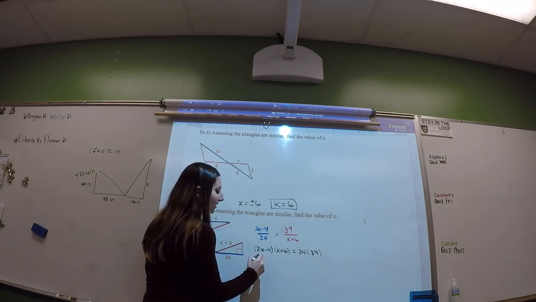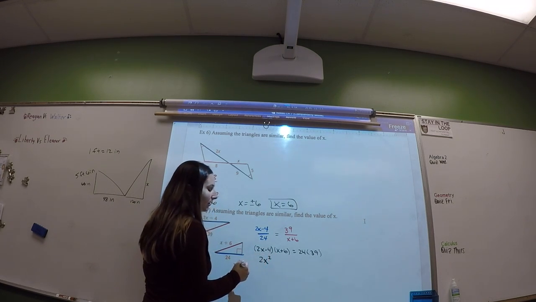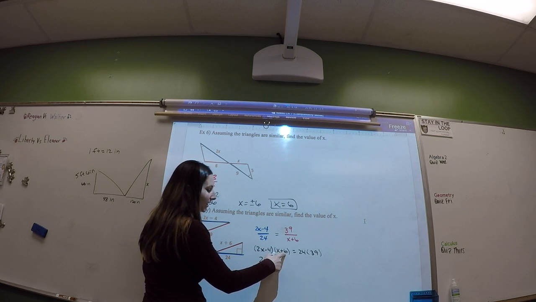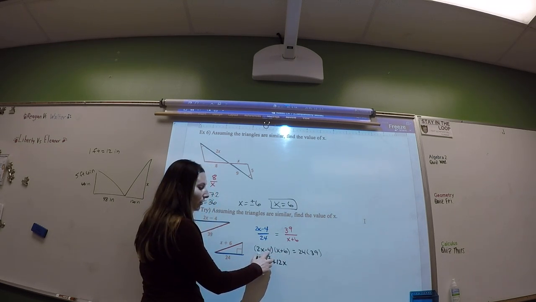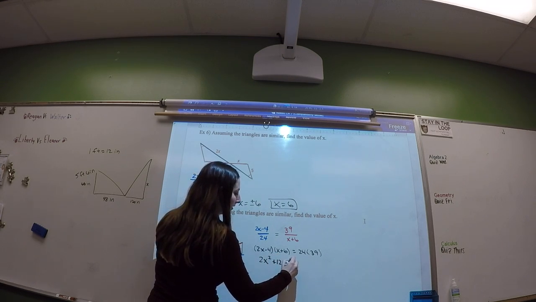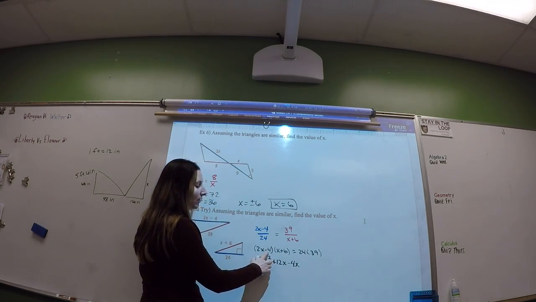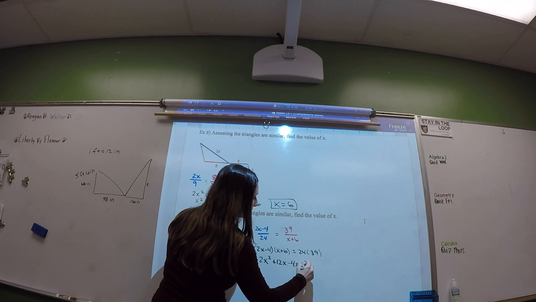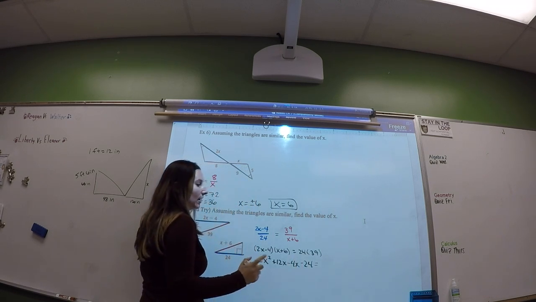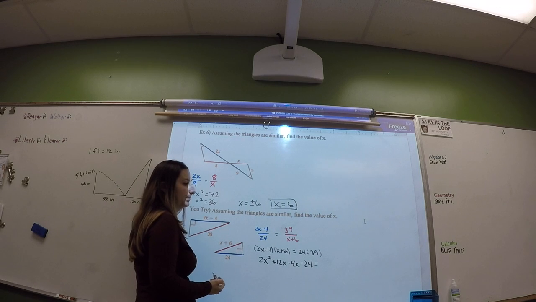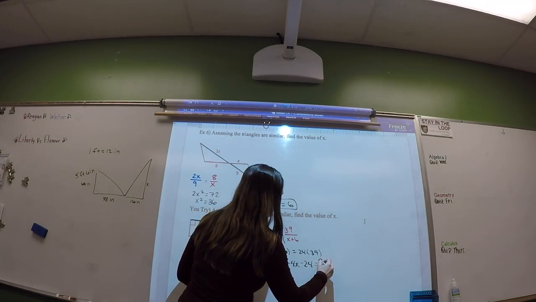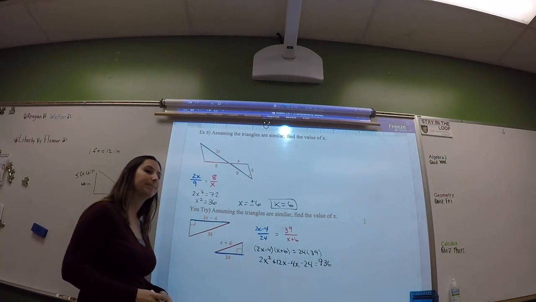2x times x is 2x squared. 2x times 6 is 12x. Negative 4x times x is negative 4x. Negative 4 times 6 is negative 24. And then on the other side, I have 24 times 39. 936. That's a big number.